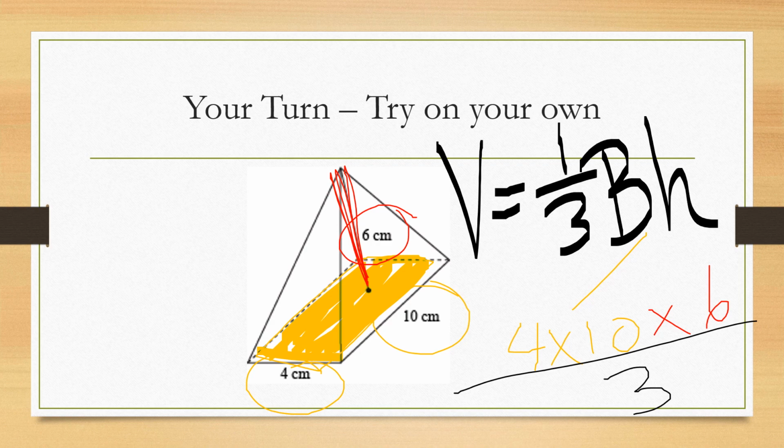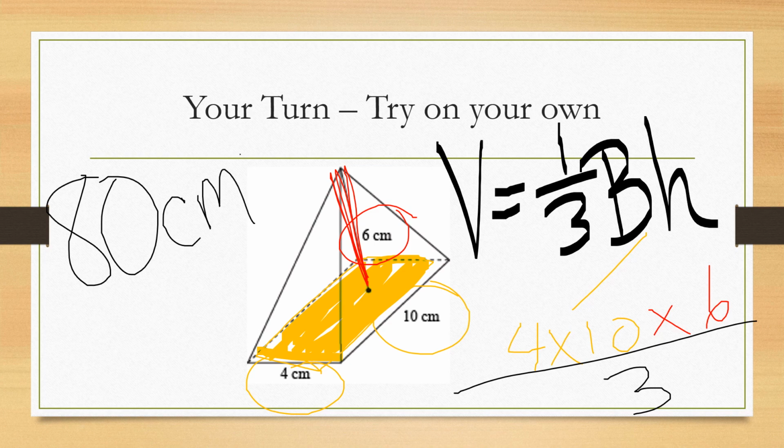So we should have 4 times 10 times 6, and then we divide by 3. So you should get 80 as your answer. 80, and that would be centimeters cubed.